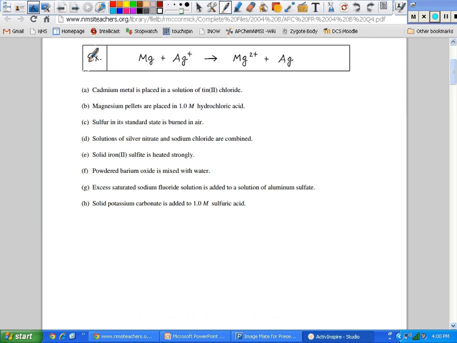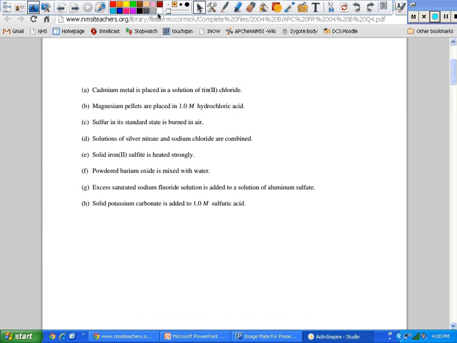This time. Solid. What are you going to do with the solids? Circle it. Iron 2 sulfite. This is a tricky one. Why? Sulfite. What is sulfate? So what is sulfite? SO3, 2 minus. All right. And it's iron 2.